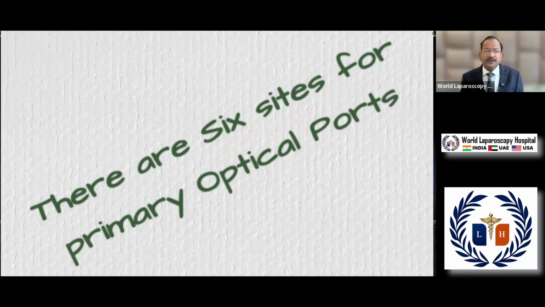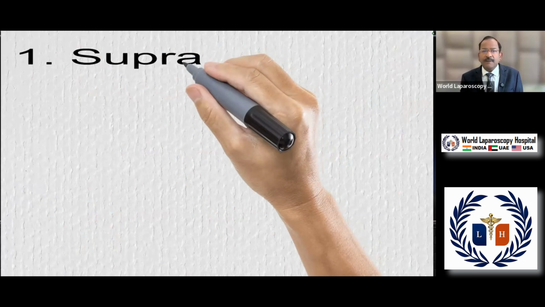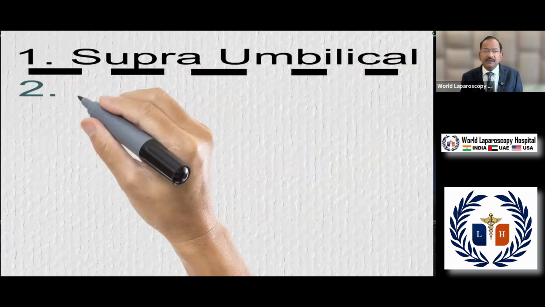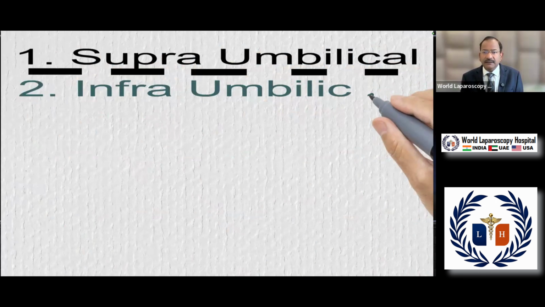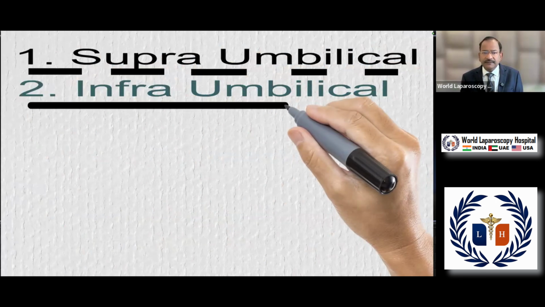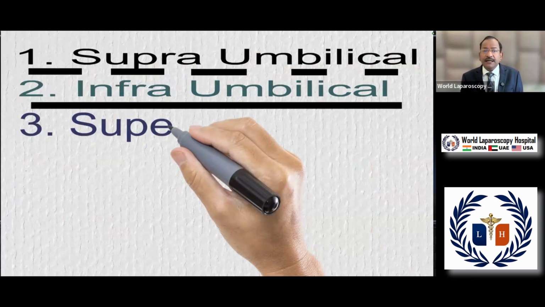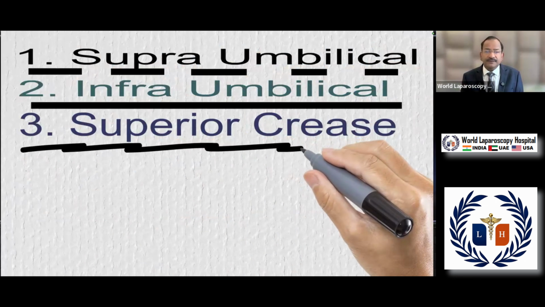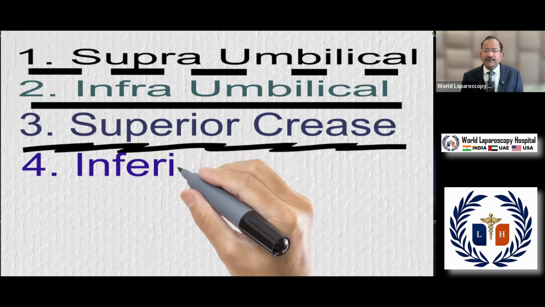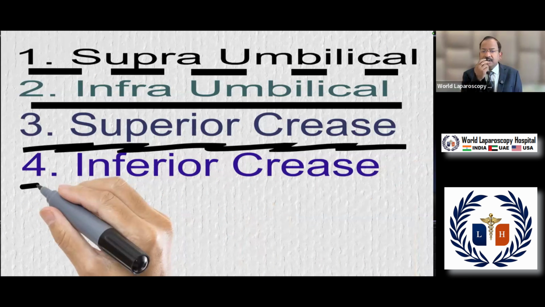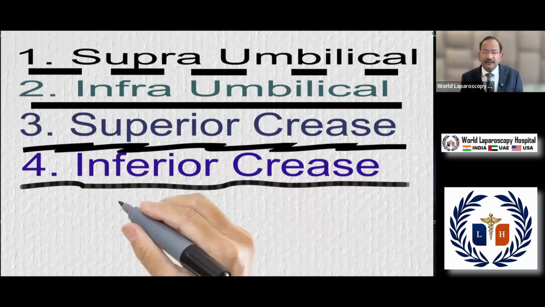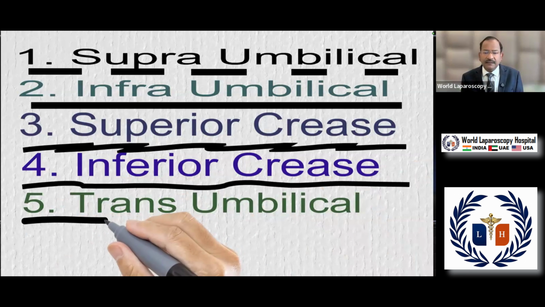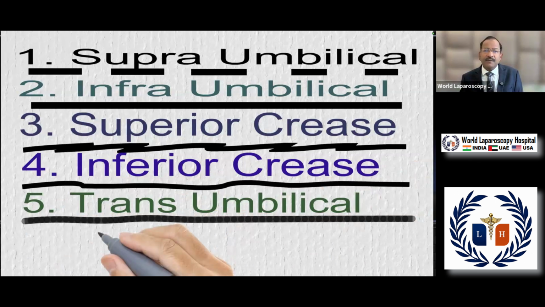What are those sites? First is supraumbilical, that is above the umbilicus. Second is infraumbilical, that is below the umbilicus. Third is the superior crease of the umbilicus, that is also called crying incision. Fourth is the inferior crease of the umbilicus, that is called smiling incision. Fifth is transumbilical, that is a horizontal incision. And the sixth is Palmer's point.